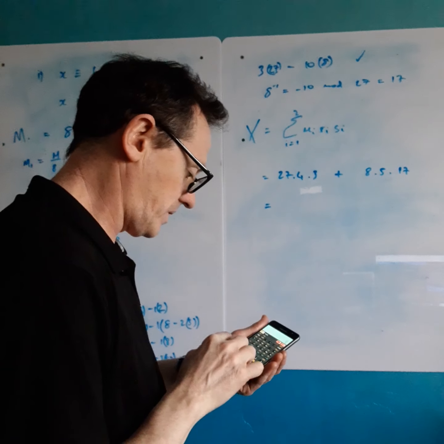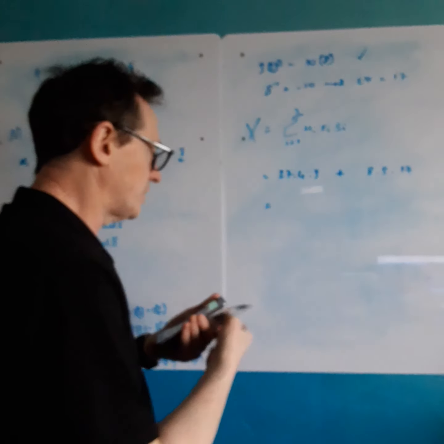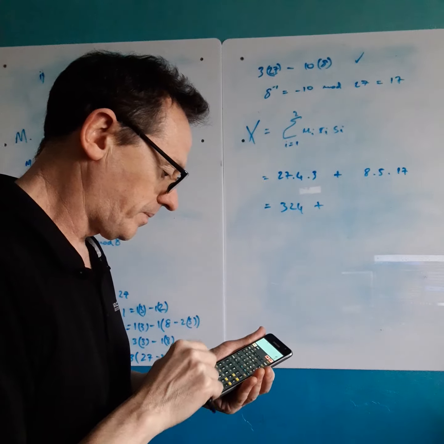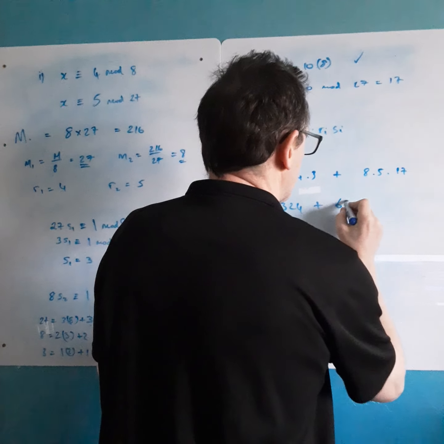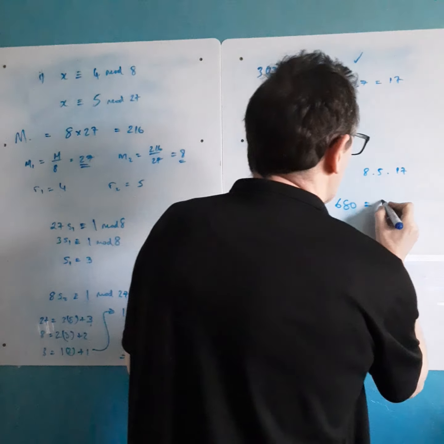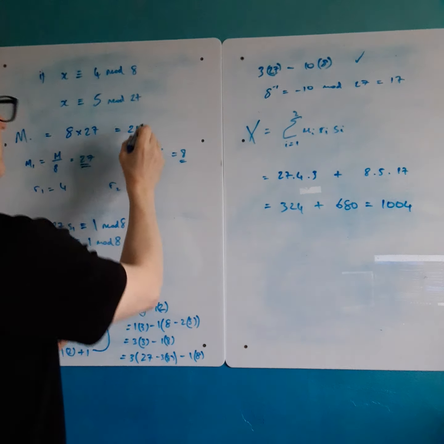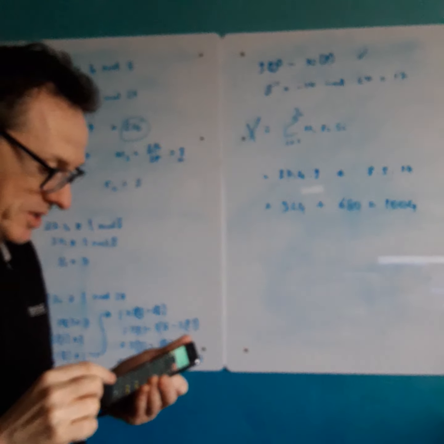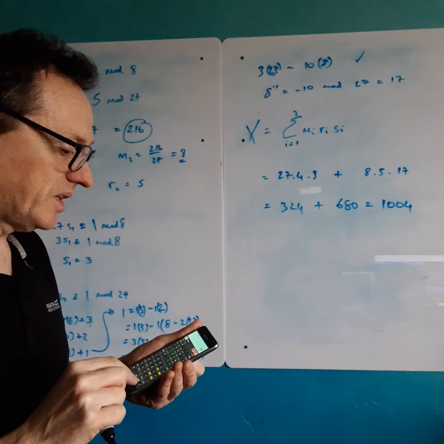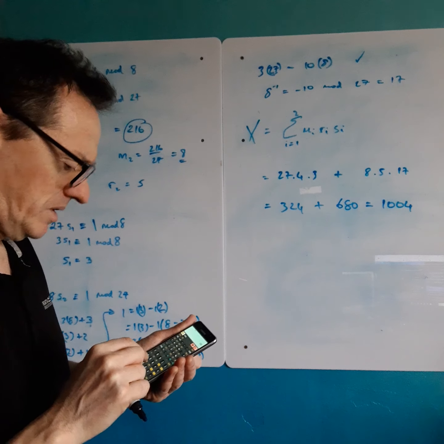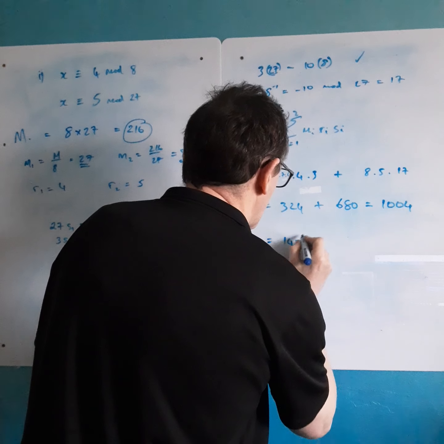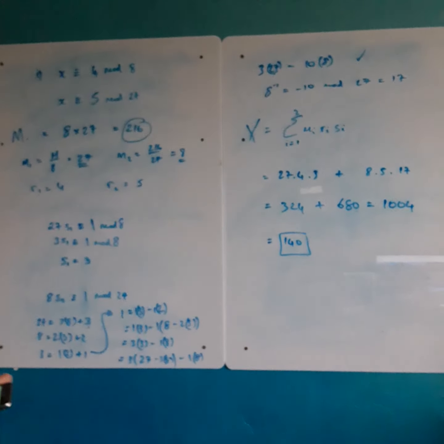27 times 4 times 3 equals 324. And 8 times 5 times 17 is 680. So the answer is 1004. And remember, I'm working modulo 216, so I'm going to reduce that mod 216. Minus 216 by 3 gives me 356. Minus 216 again is 140. So that's the lowest solution there is.